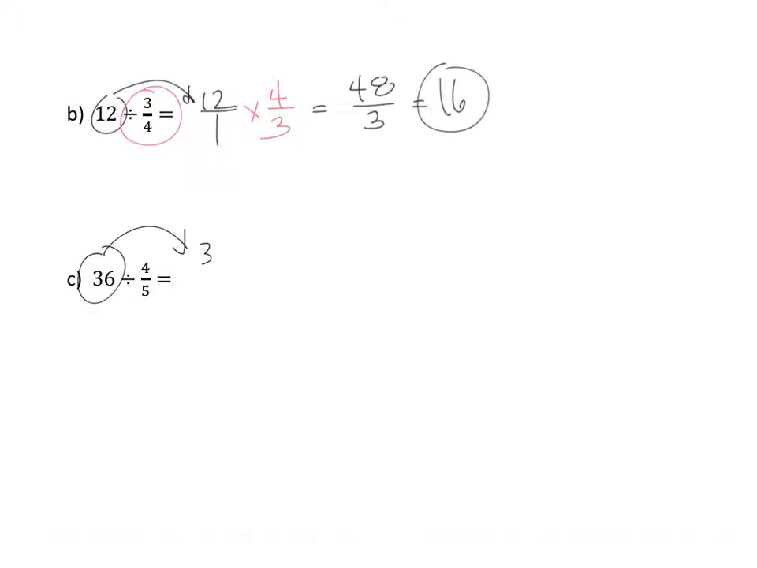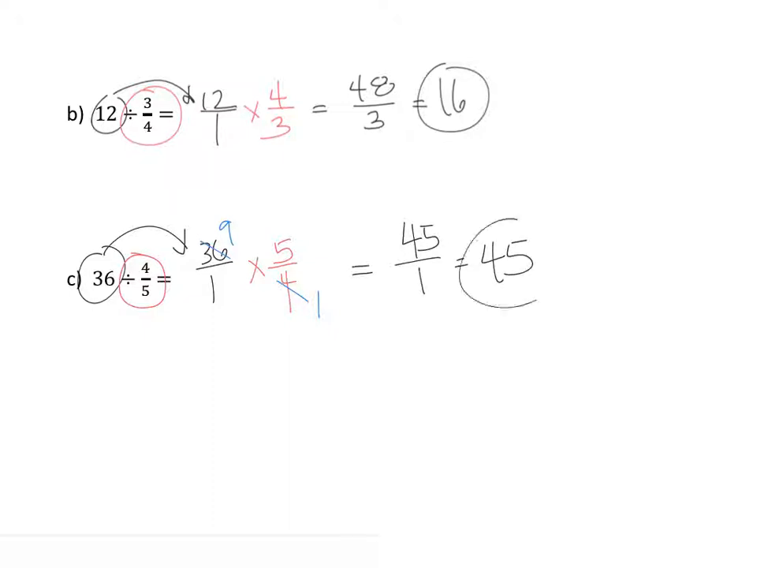36 turns into 36/1. We do not divide by 4/5. We actually times it by its reciprocal, 5/4. And I'm going to cross simplify just to make this easier on me. And then I'm just going to multiply straight ahead, which makes 45/1, which is just 45.